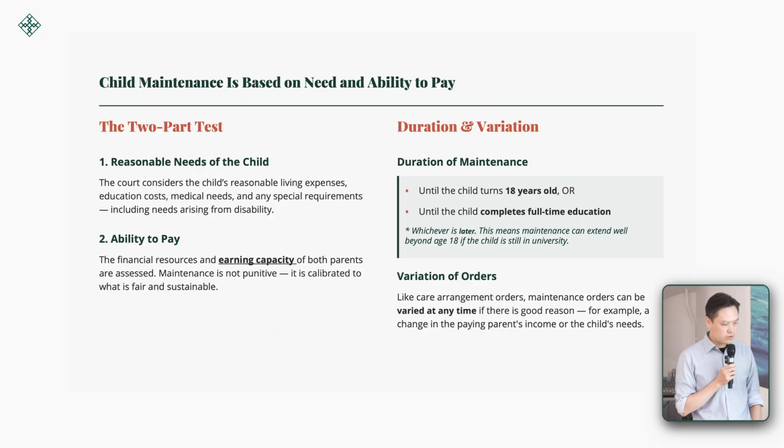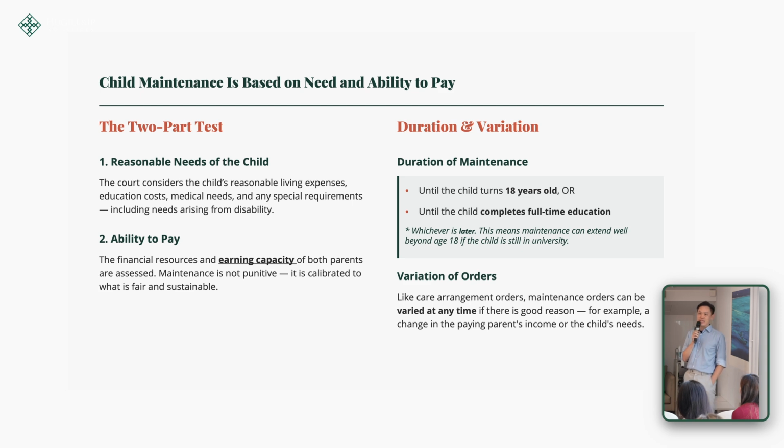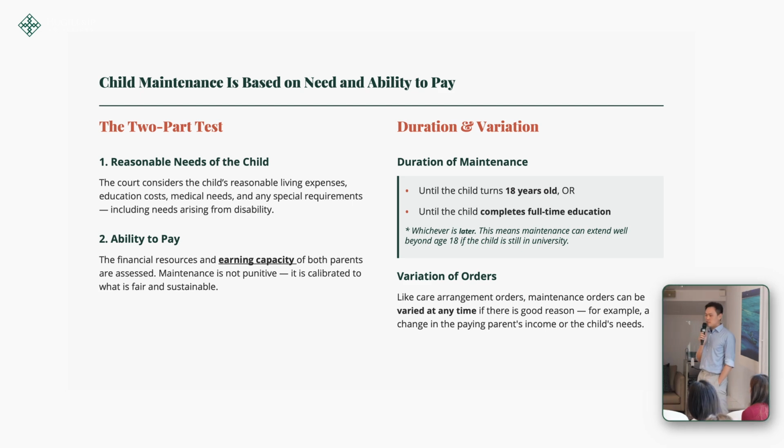So we talked about children's arrangements and how the court makes the decision, but it won't be complete if you have the child custody without a roof over your head. So the second part would be child maintenance. Okay, it's relatively straightforward when compared to the custody and care and control orders. Essentially, the two key points are, number one, the reasonable needs of the child, and number two, the ability of the parents to pay. Now, let's talk about the ability to pay.